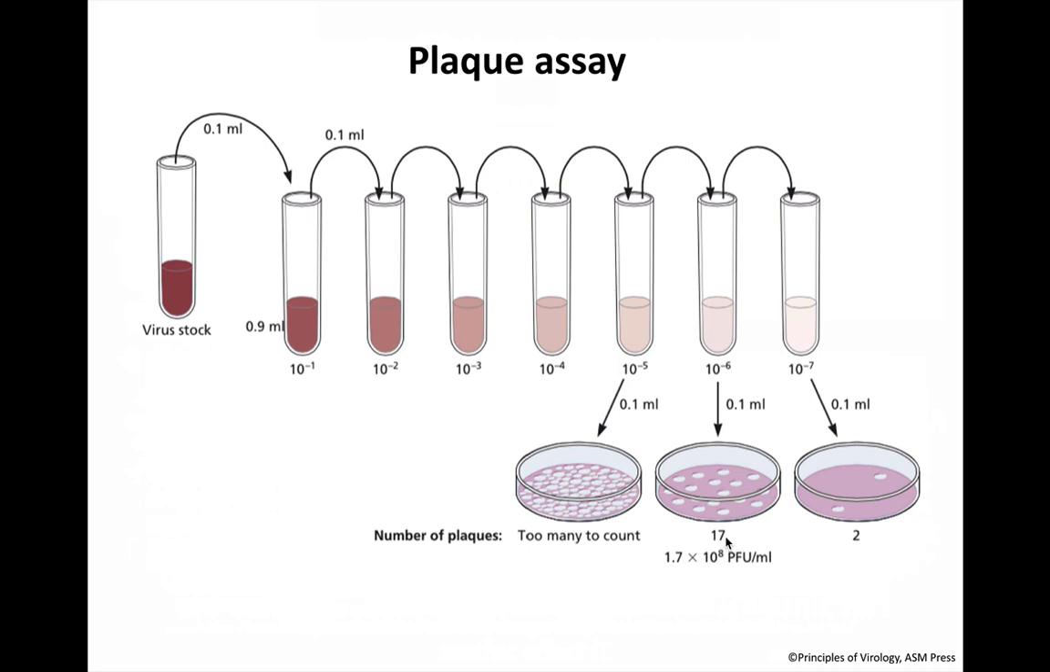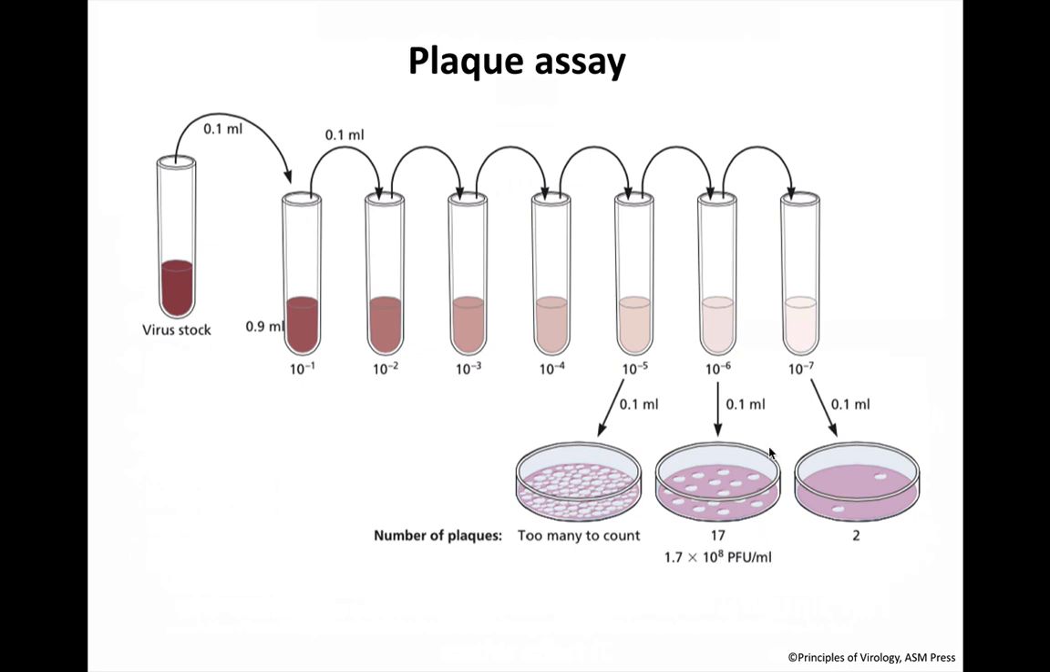So we have 17 plaques on the dilution of 10 to the minus 6. So that's 17 times 10 to the minus 6, or 1.7 times 10 to the minus 7. I move the decimal point over 1, and we go up to minus 7 here. But that's not the answer that I'm showing here. It's 1.7 times 10 to the 8th, and that is because we used only 0.1 ml to plate out here, so we have to add another tenfold to the dilution factor. So the titer of this virus is 1.7 times 10 to the 8th plaque-forming units, or PFU, per ml.